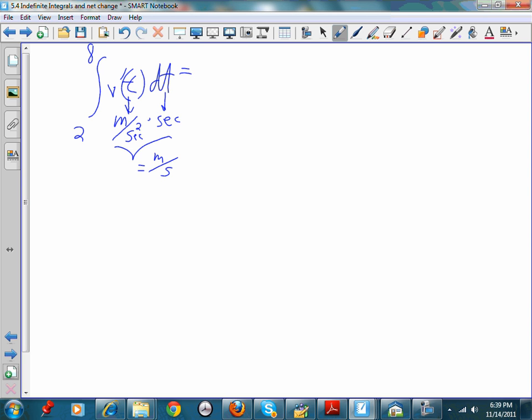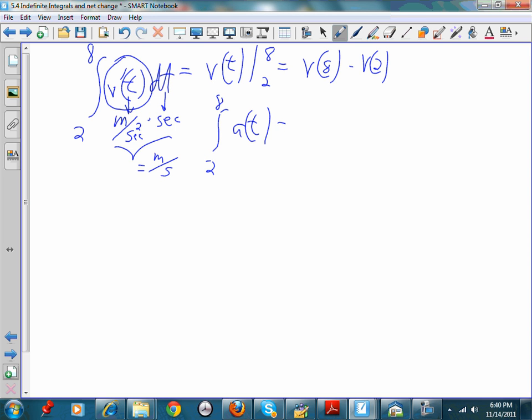Well, what is the antiderivative of the derivative? It's just the velocity, right? It's the velocity of t evaluated at 8 and 2, which is just going to be the velocity at 8 minus the velocity at 2. This is going to be the net change in velocity from time equal 2 seconds to time equal 8 seconds. Now, what's another name for v prime of t? Well, that's the acceleration. If we integrate the acceleration, that's equal to the same thing, right? And we'd recognize that.